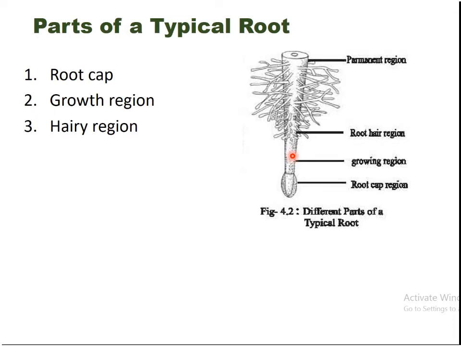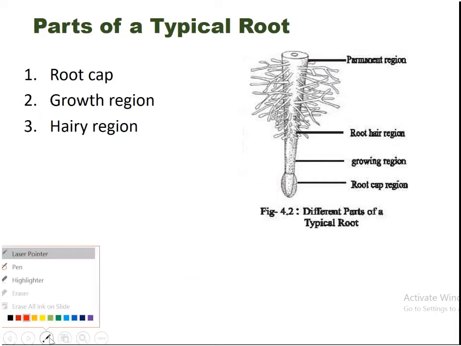This is the growth region, and just behind this growth region is the hairy region. In this region, there are thin, minute hair-like structures which are called root hairs. The plant absorbs water with the help of these root hairs. Then this is the permanent region, located just behind the hairy region, and from this permanent region the branches and lateral branches of the root grow.